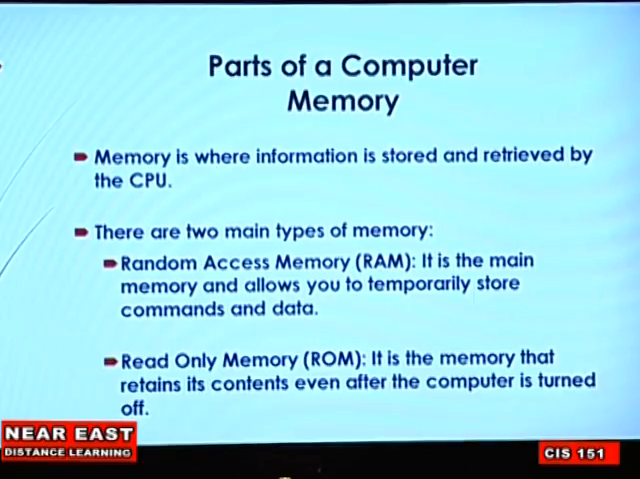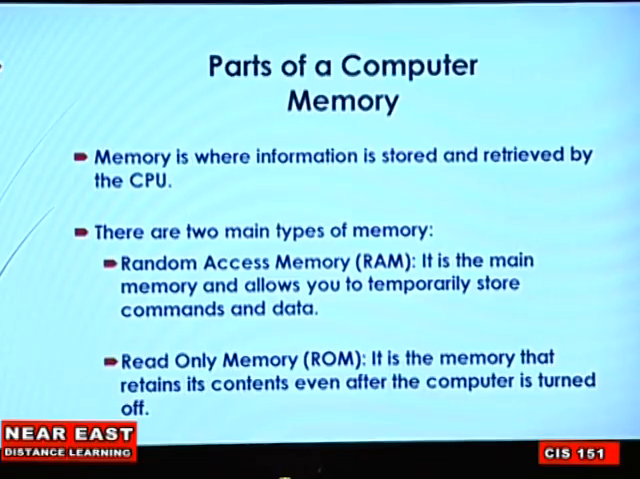And one of the important parts of the computer is memory. Memory is where your information is stored and retrieved by the CPU. There are two main types of memory. We have RAM, random access memory, and the second one is ROM, read-only memory.